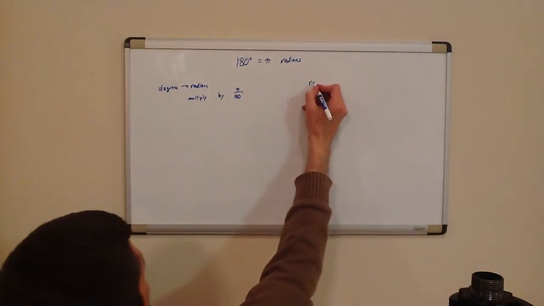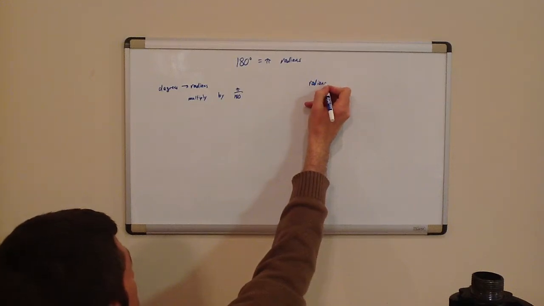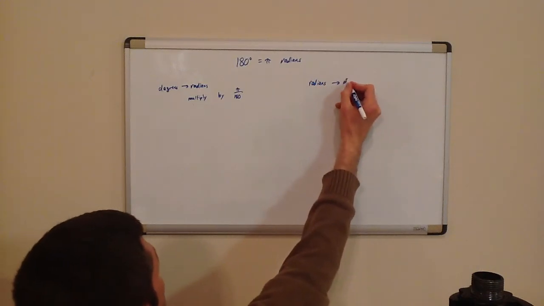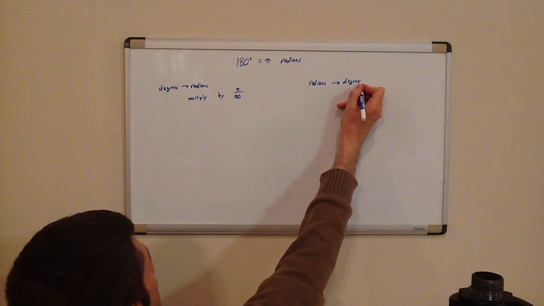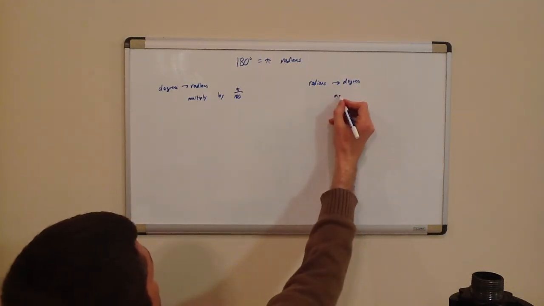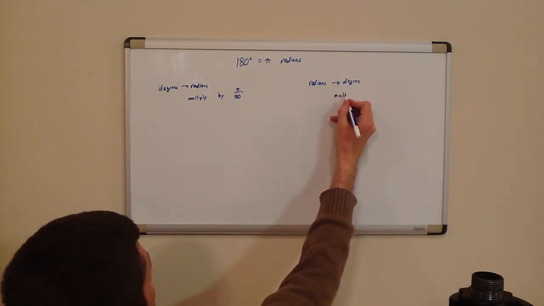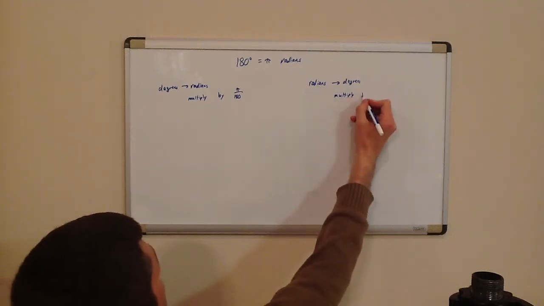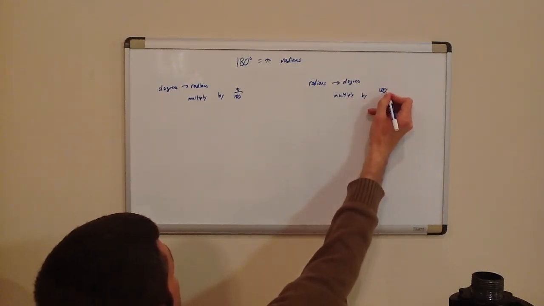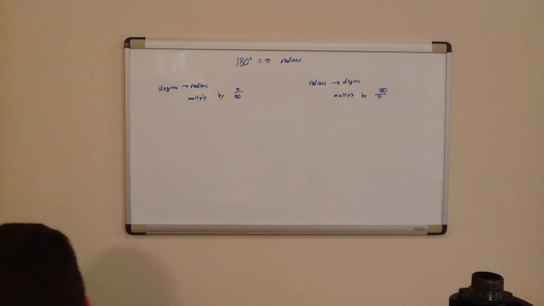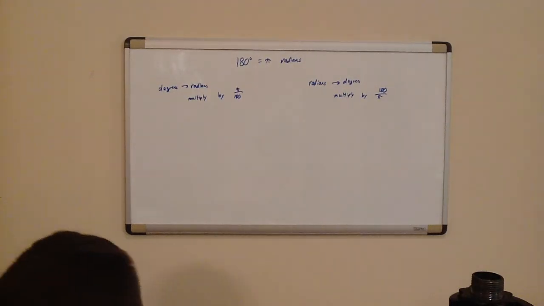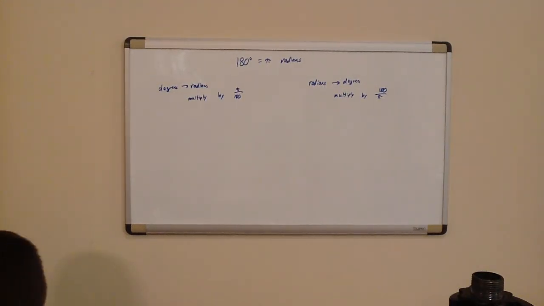On the other part, it says, how do you convert from radians to degrees? To convert from radians to degrees, we need to do basically the opposite, the reciprocal. We need to multiply by 180 over pi. So let me give you a couple examples that are not down there at the bottom. I'll let you work on those on your own.